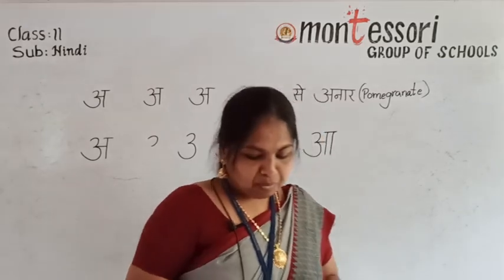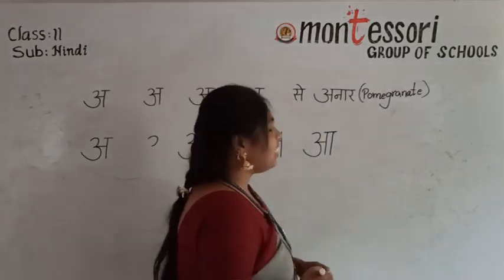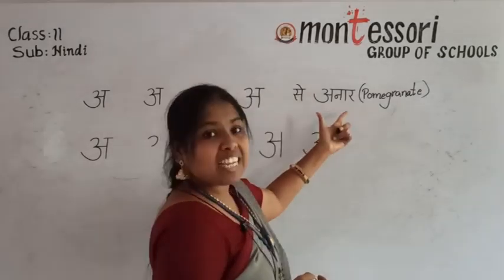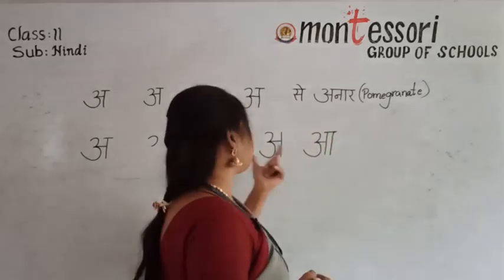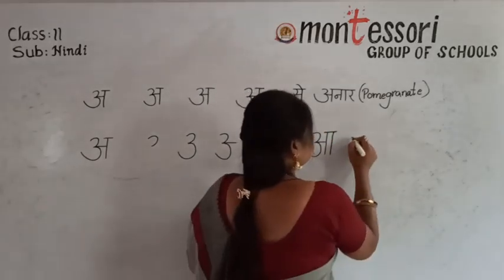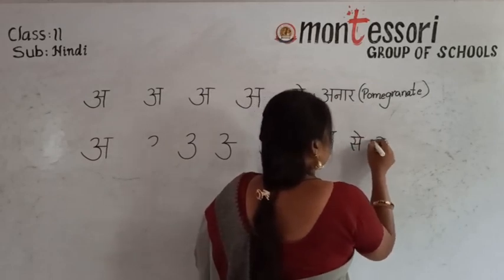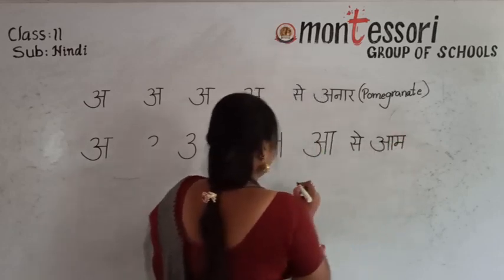Understand, children? Then next, A se aam. Then another one, A. This is A se anar. A se anar means pomegranate. A se aam, A se aam.